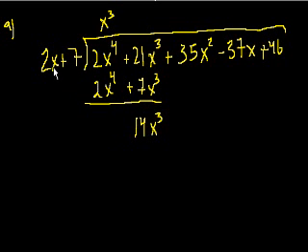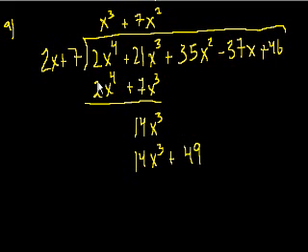So how many times does 2x go into 14x to the third? Well, 2 goes into 14 7 times, plus 7. And x goes into x to the third, x squared times. And if we're right, when we multiply, it should work out. So 7x squared times 2x is equal to 14x to the third, like we thought it should. 7x squared times 7 is what? That's plus 49x squared.